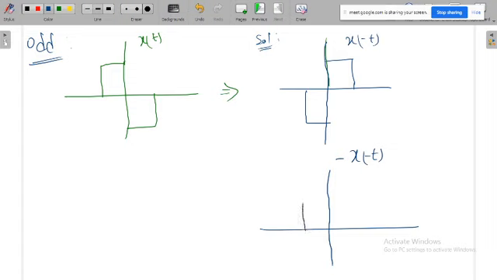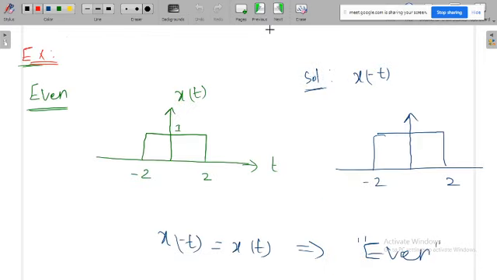Now what will happen? This will go like this, this will go like this. Again, this is the same as the original diagram. That's why this signal is called an odd signal. So if the signal is given and it follows this condition, then that is odd. If it follows this condition, then this is even.